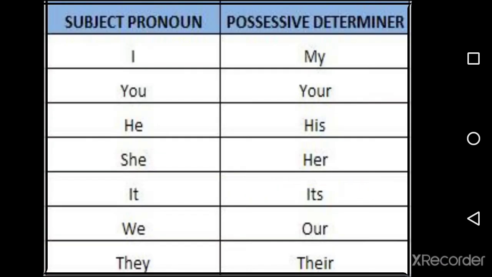In this table, you can see if the subject is I, then we can use my. If the subject is you, then we can use your. If the subject is he, then his is used. If the subject is she, then her is used. If the subject is it, then its is used. If the subject is we, then our is used. If the subject is they, then their is used.